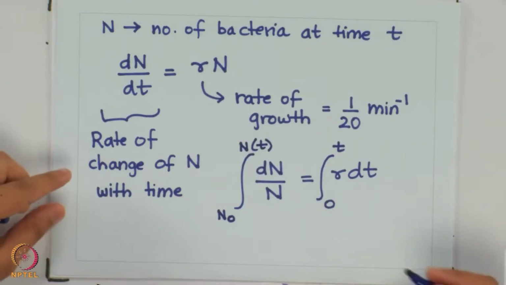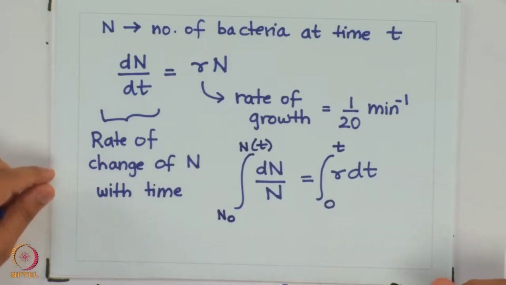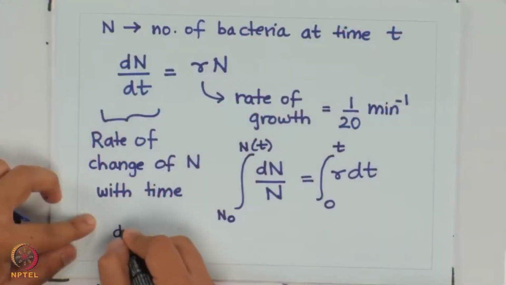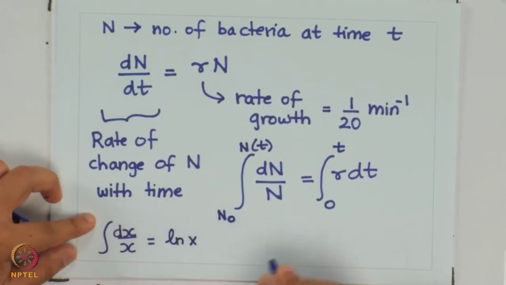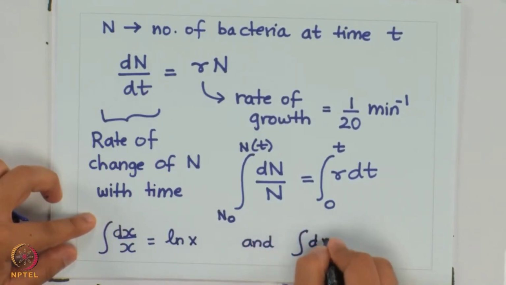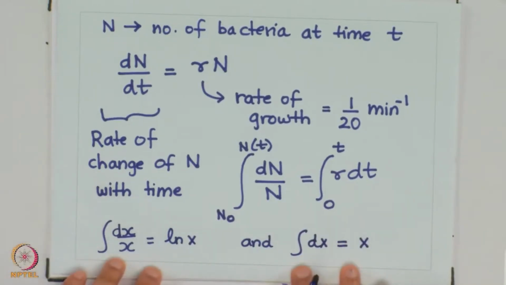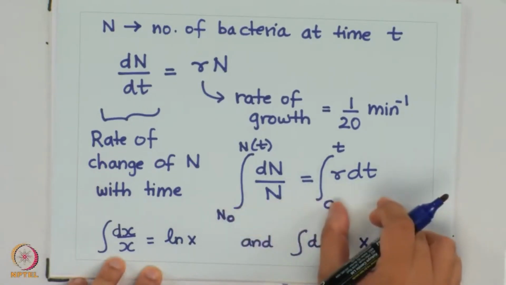So now the solution to this formulation invokes some memory associated with how we solve these equations, and what we know from calculus is that the integral of dx upon x is equal to ln of x, and the integral of dx is just equal to x. So we are going to use these two results to integrate the left hand side and the right hand side of the equation.